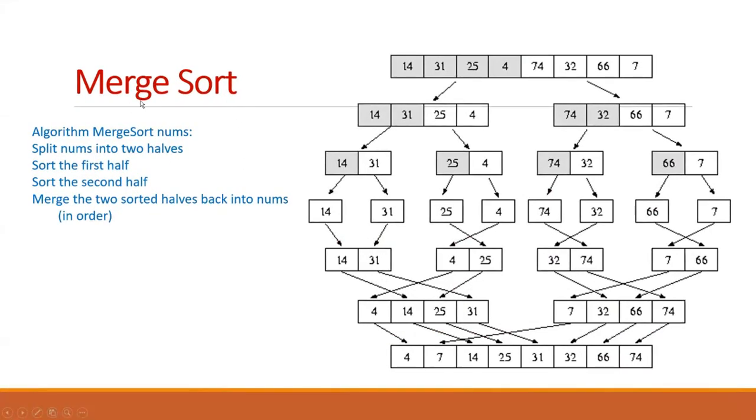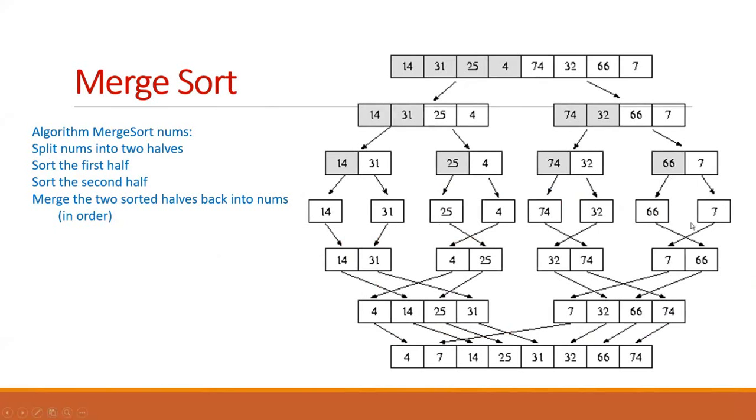Okay, so the idea of merge sort is, originally I have a list. So I break it down into two. And then I break down into two again. So that becomes four groups. And then each group I break down into another two, until it only has one element each.